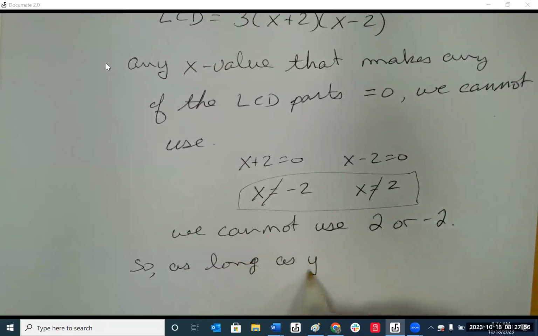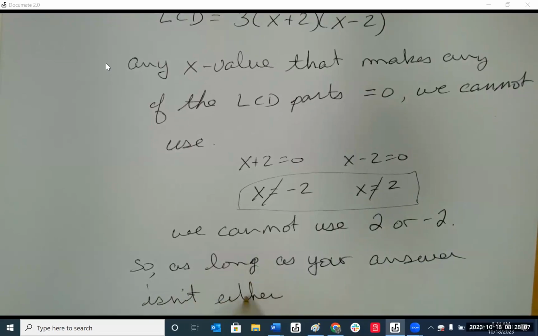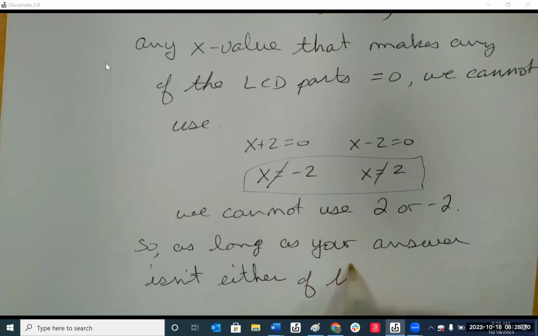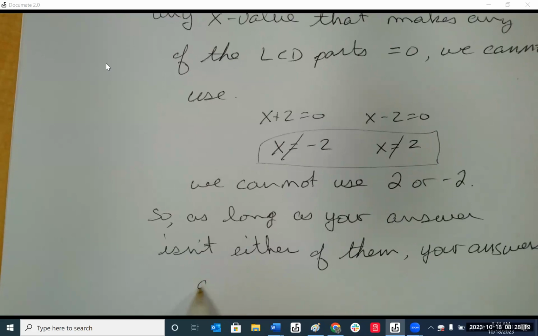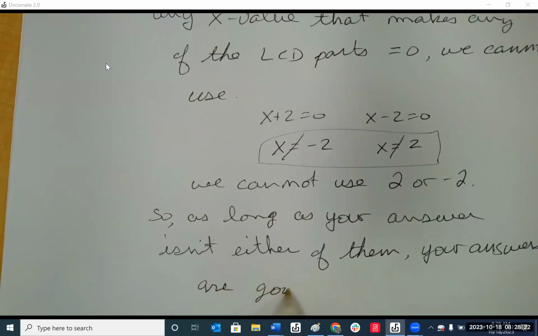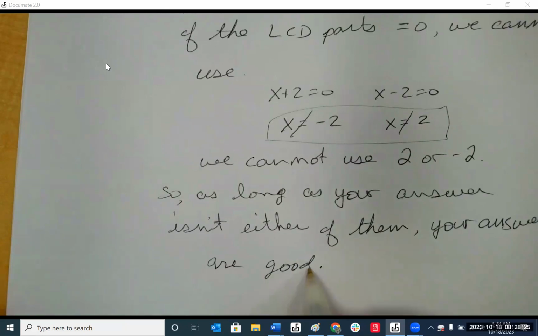As long as your answer isn't either of them, your answers are good. They work. So instead of checking your answer, you can just look at your denominators, see what you have. It makes it much easier that way.